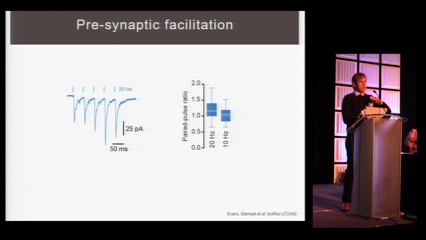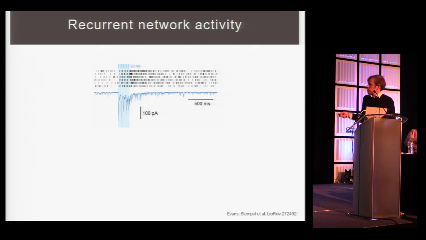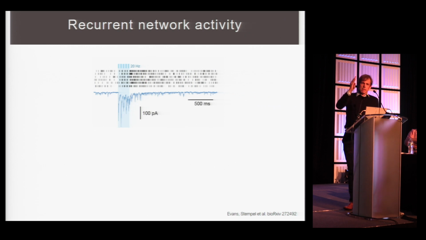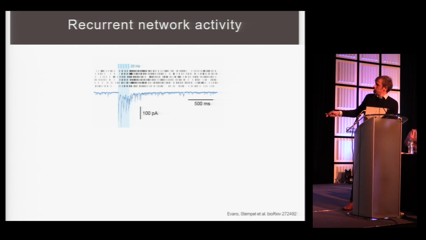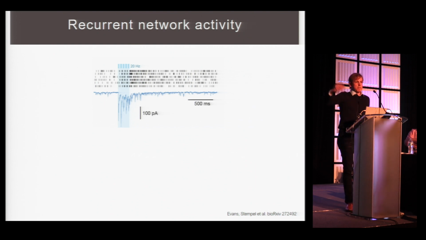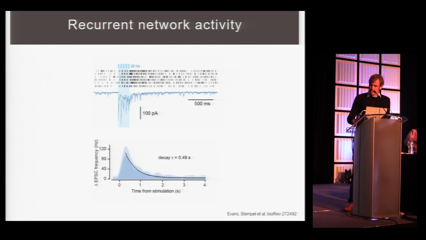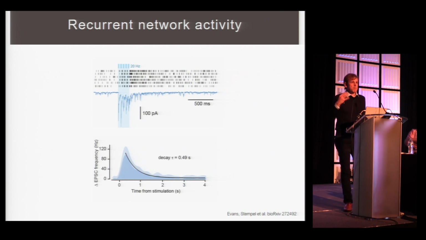Synapses with low release probability are known to facilitate, a temporary increase in strength that these synapses display, which we think is important for integration to action potential threshold. And the second one comes from this observation that if we give repeated light pulses recording from one cell, we see a barrage of synaptic events that really outlasts the stimulation, suggesting that we've engaged some recurrent excitatory activity in this network. And in the slice, this actually takes about half a second to decay back to baseline. So this really suggests some recurrent network activation.